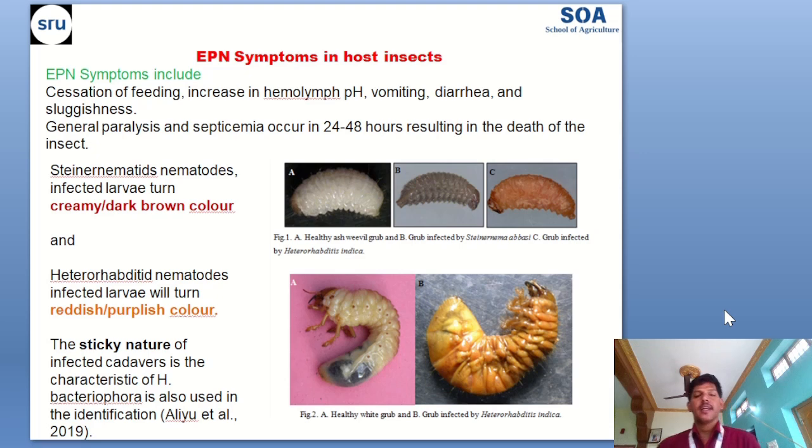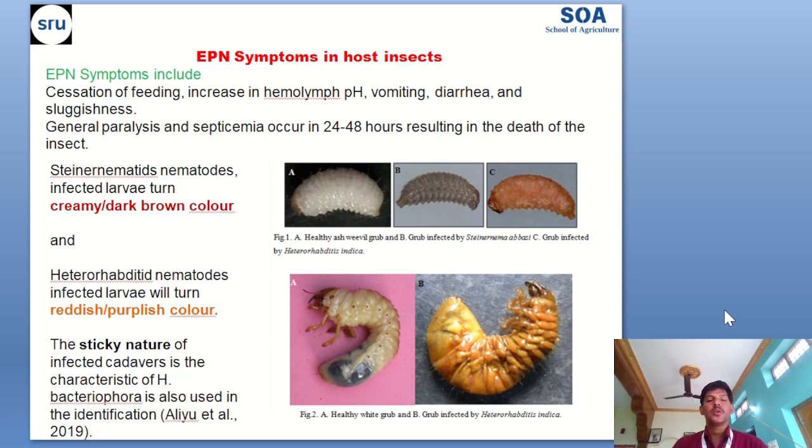In the final slide, what are the symptoms of entomopathogenic nematode infection in host insects? The symptoms include cessation of feeding, increased hemolymph pH, vomiting, diarrhea, and sluggishness in the host insect. We can also observe general paralysis and septicemia, that is blood poison, occurring in 24 to 48 hours, resulting in the death of the insect.